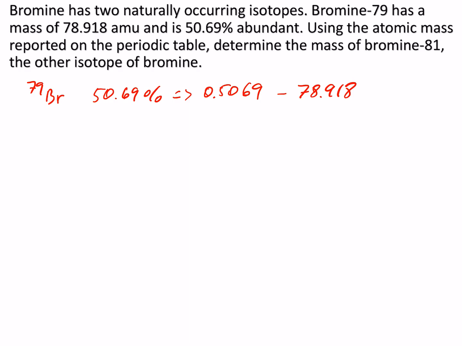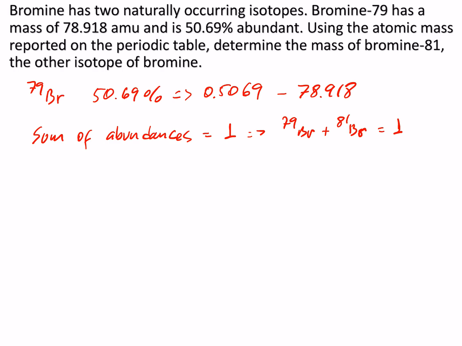One thing that you have to consider here: bromine has two naturally occurring isotopes. When you look at the abundances of the isotopes of any element, doesn't matter how many you have, if you add those abundances together as fractions, the sum of abundances has to be equal to 1. So the abundance of bromine 79 plus the abundance of bromine 81 has to be equal to 1. If you are using percentages, then it has to add up to 100%.